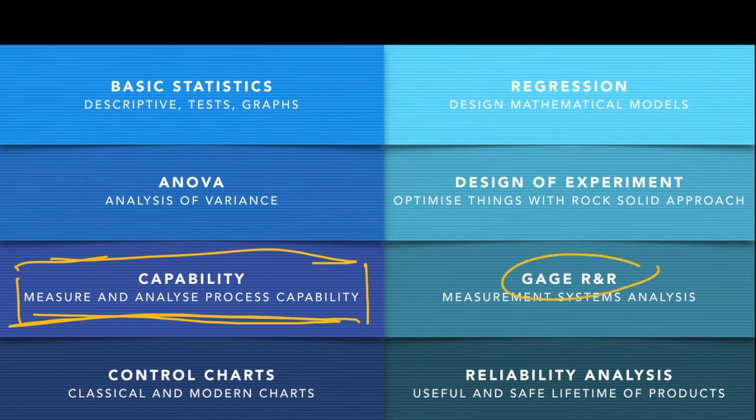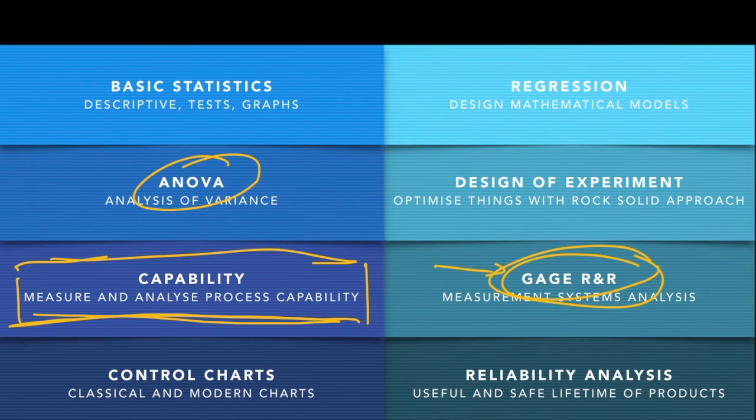Then we have gauge R&R. Gauge is the instrument you use to measure something, and R&R stands for reproducibility and repeatability. So this is about how able you are in measuring your statistical variables. This is very important. Gauge R&R is the very basis of every statistical approach and data-driven company. It is based on analysis of variance, and in Minitab you have everything you need to design, run and analyze a gauge R&R experiment.